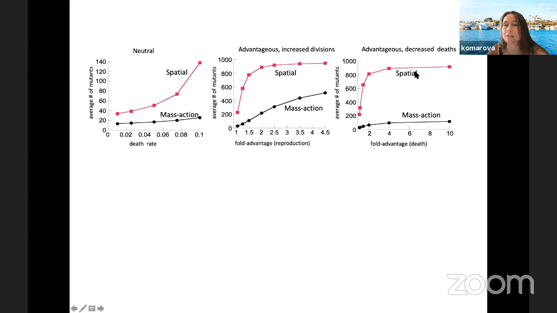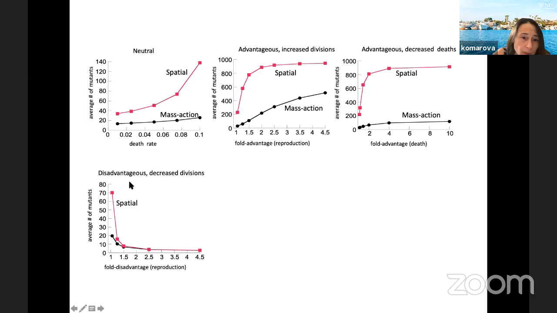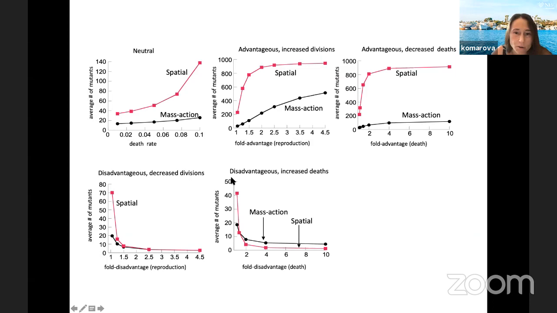Now we look at disadvantageous mutations. Here, disadvantageous mutations have decreased divisions, they divide less. Again, more mutants in space. Now, disadvantageous mutants have increased death, and now it turns around. In this weird case, there are more mutants in mass action than in space. So something is going on that is different from jackpot mutations that could not be explained by this theory. We have more mutants in a well-mixed system, a very surprising result, but only if mutants are disadvantageous and they die more, right? So this is mutants that are killed more than the wild type cells and the normal cells.